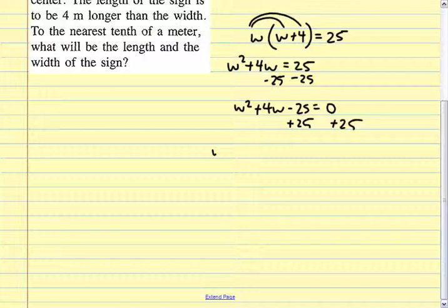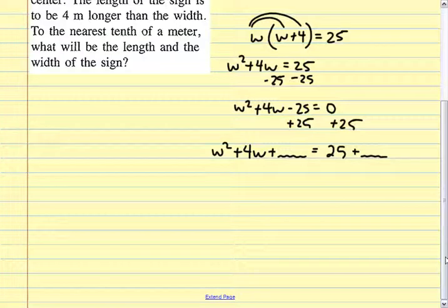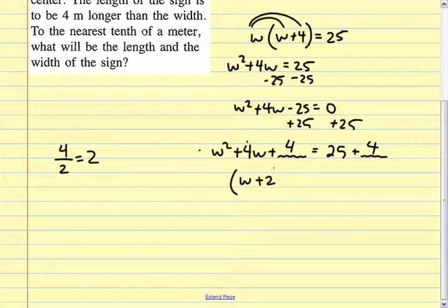So I'm going to get W squared plus 4W plus something is going to equal 25 plus something. Remember, when we're completing the square, we take the number next to the W, next to the linear term, and we say that divided by 2 is equal to 2. And then we square it. That's going to give us 4 here and 4 there. Now, this stuff on this side is going to be (W plus 2) squared. We know that. And on the other side, I'm going to get 25 and 4 is 29.